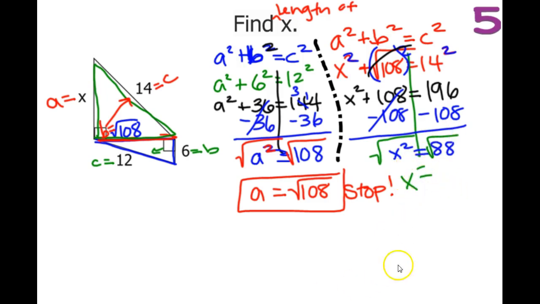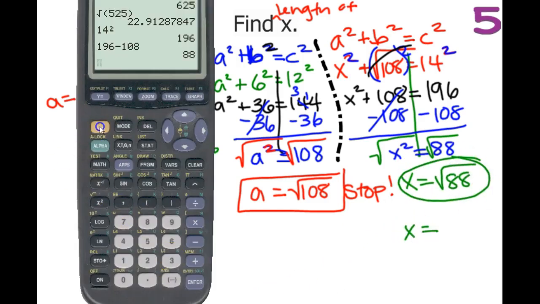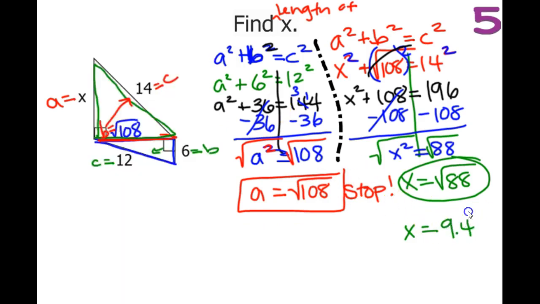So now that we are done, we can plug this in our calculator. If you wanted an exact answer, you could leave it as the square root of 88, but I'm going to plug that in my calculator. The square root of 88 is about 9.38, or if we round up, 9.4. So decimal or square root depends on what they're looking for in your answer.